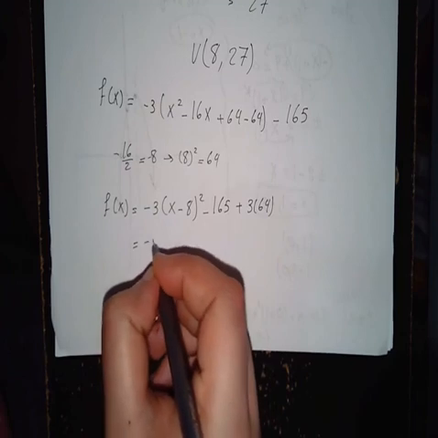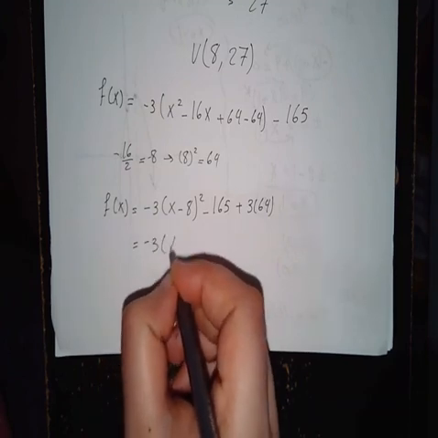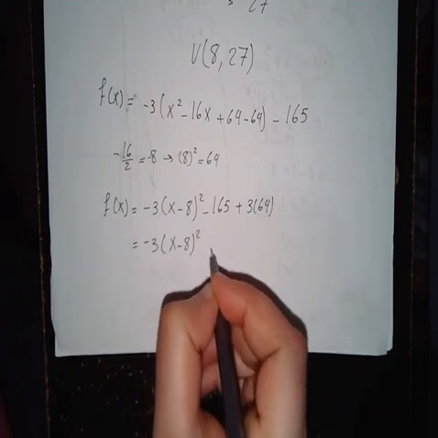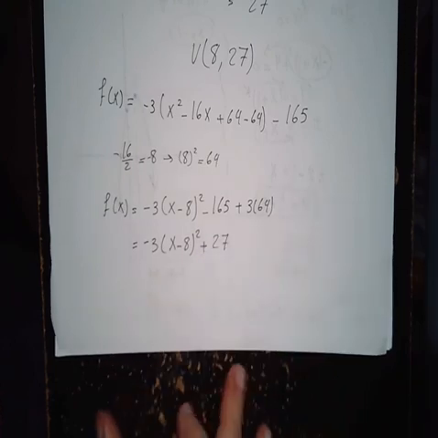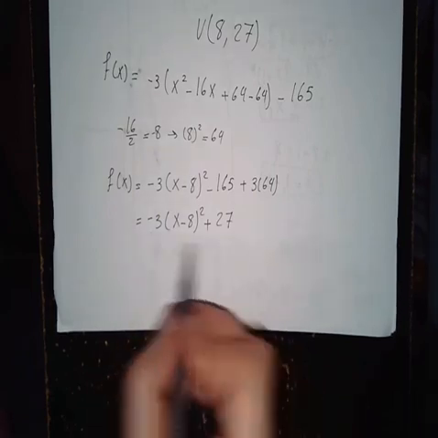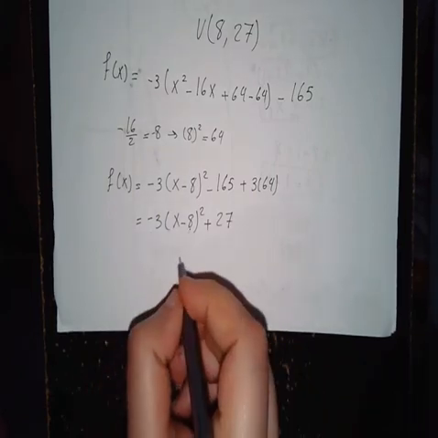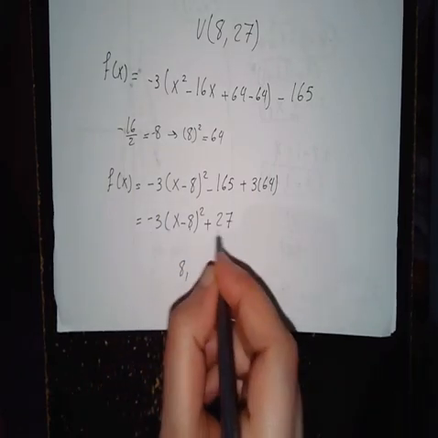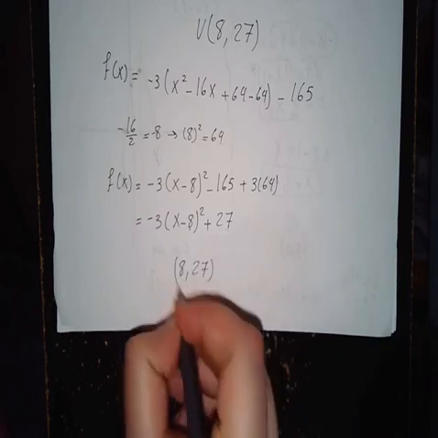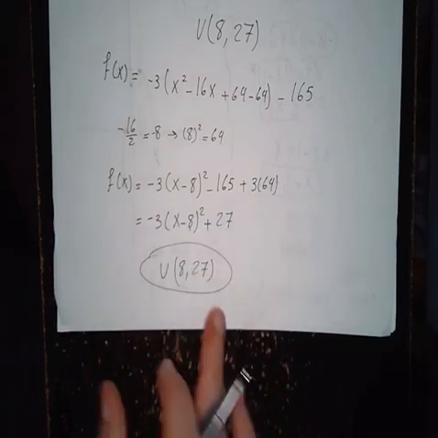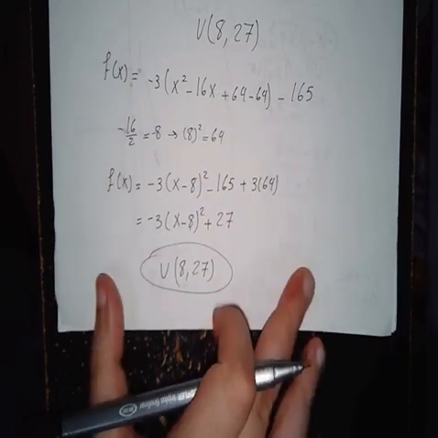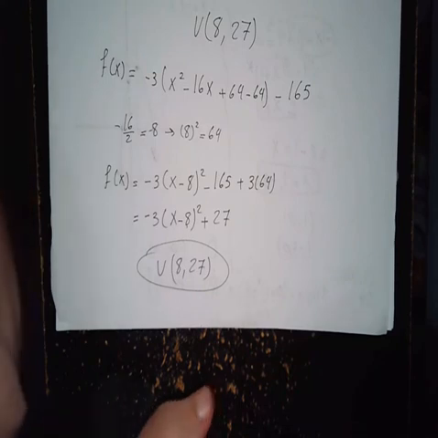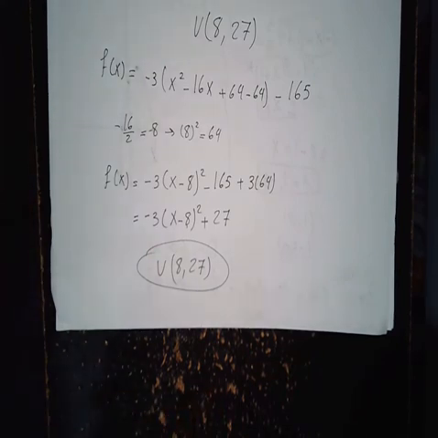And the final answer should be negative 3 times x minus 8 squared plus 27. And if you remember from the formula, we said the value over here is h, so that's 8, and k is 27. They're the same. Yeah? So as you saw, the vertex formula is a lot easier.